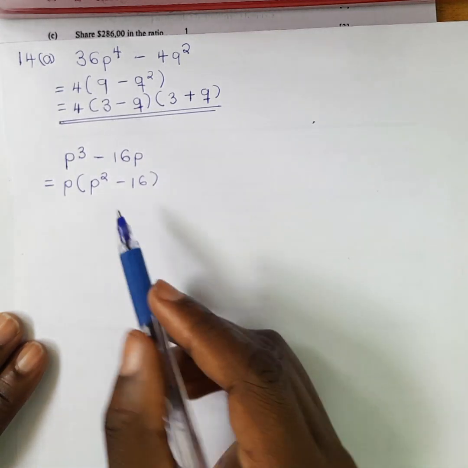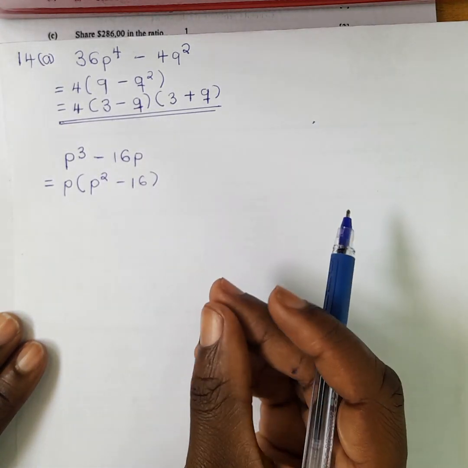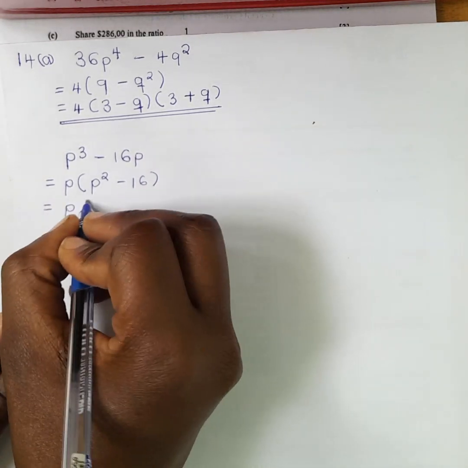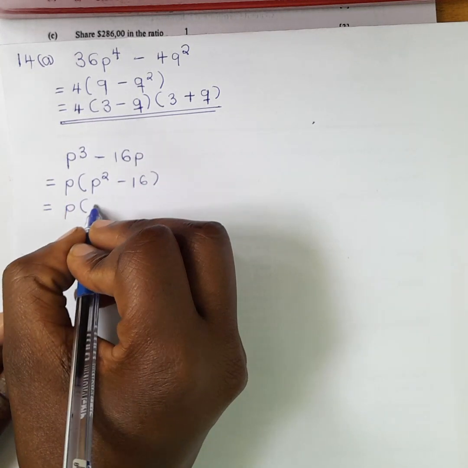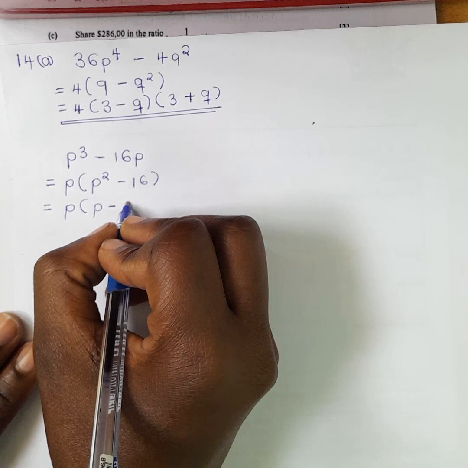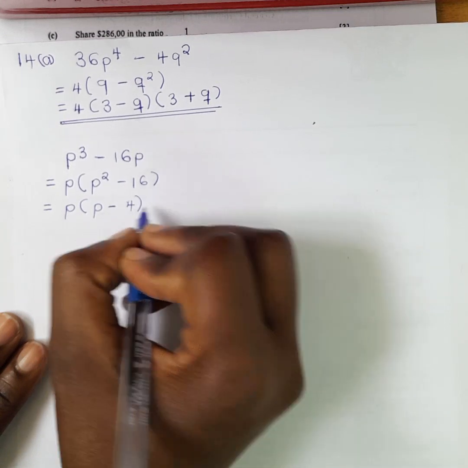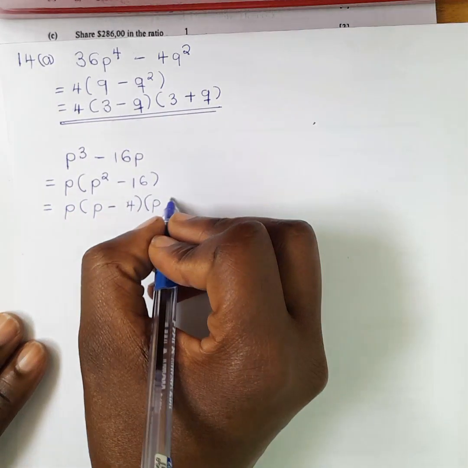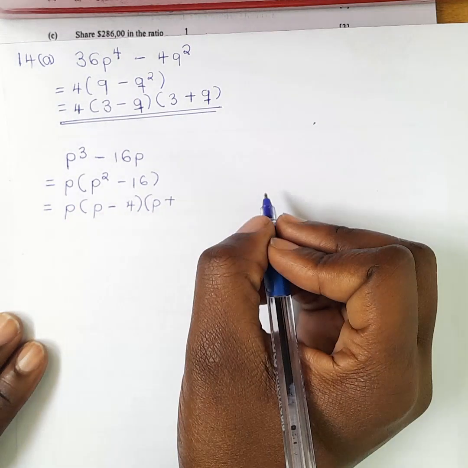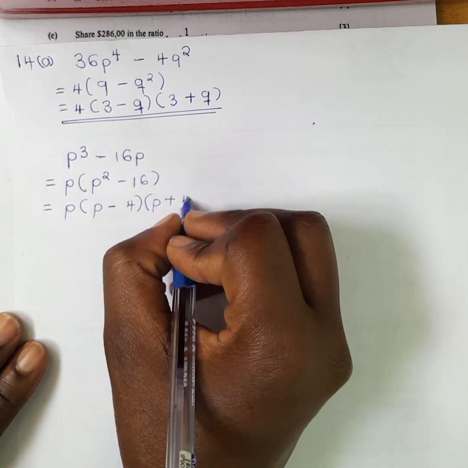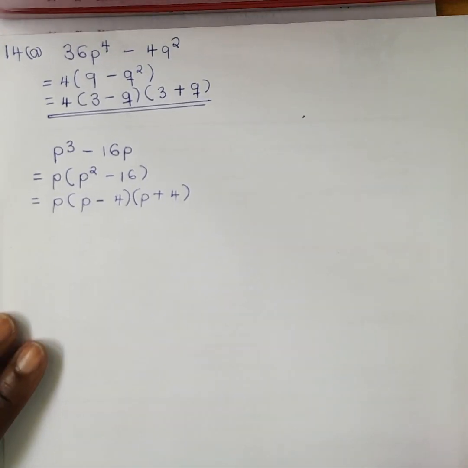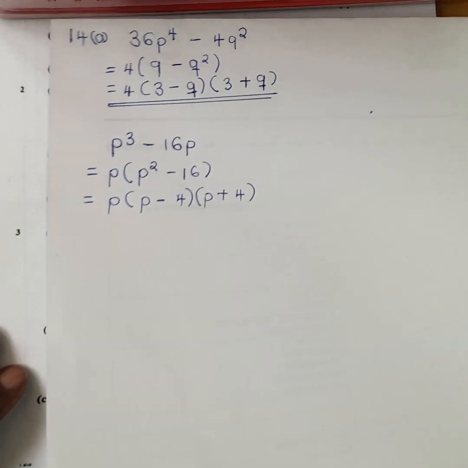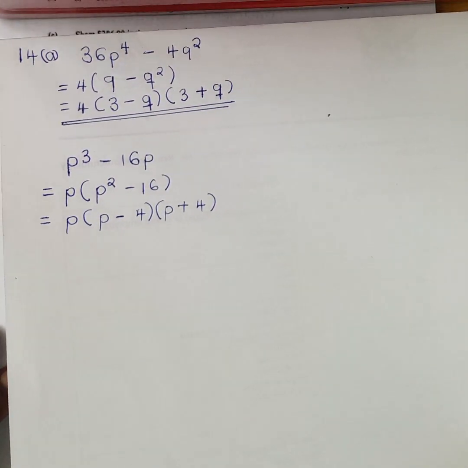We need to factorize p squared minus 16 further, since it is a difference between two squares. So here we are going to write p. The square root of p squared is p, minus the square root of 16, which is 4. We open another bracket. The square root of p squared is p. We need to change the sign so that it is positive. And the square root of 16 is 4. So this is going to be our final answer. By doing this, you obtain all the 2 marks on June 2023, number 3b, part 2.